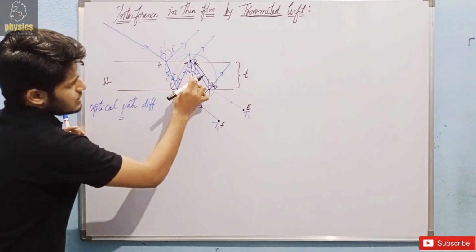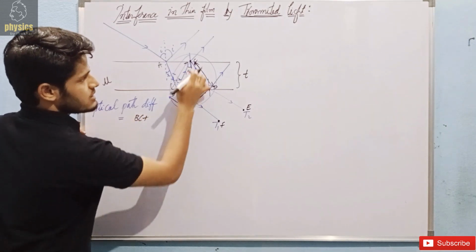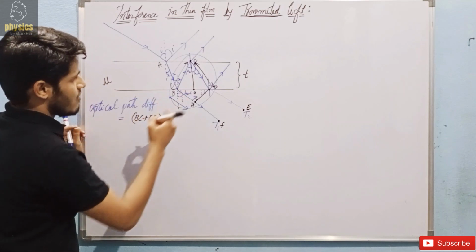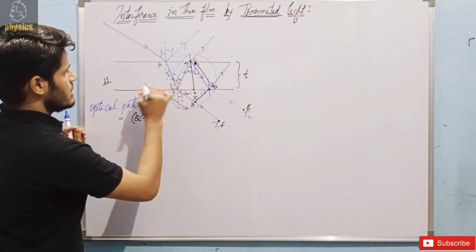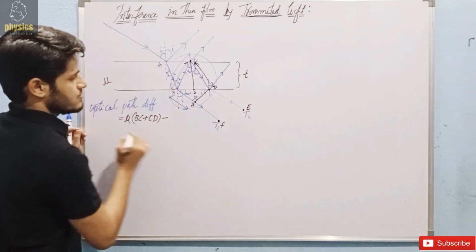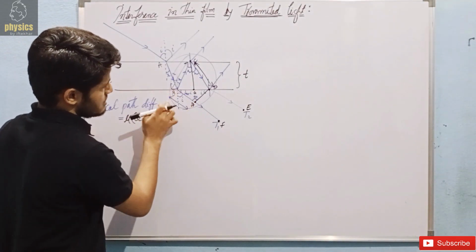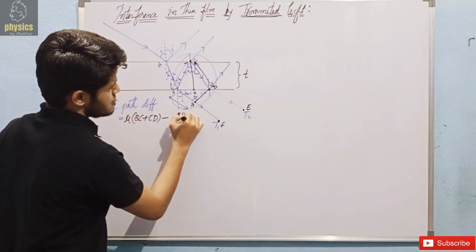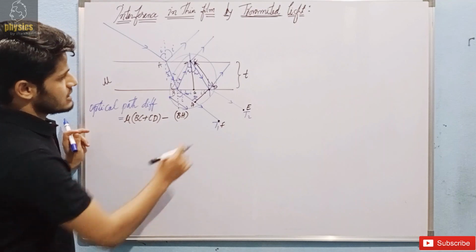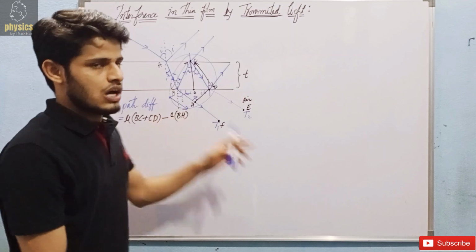So this path BC plus CD is the distance traveled by the light in the medium whose refractive index is mu, minus the distance traveled by the light. This much is the distance, that is BH. In which medium has that light traveled? This is the air, so its refractive index we take as 1.